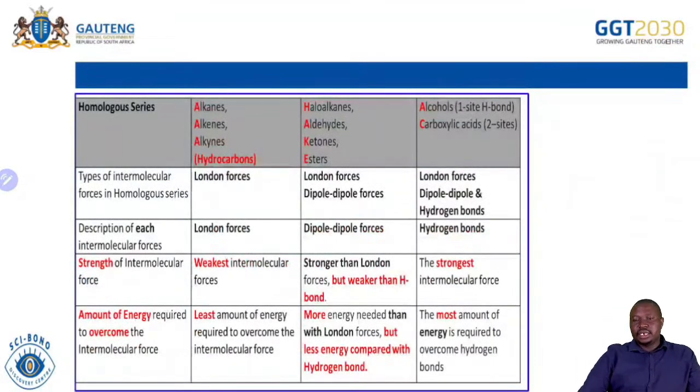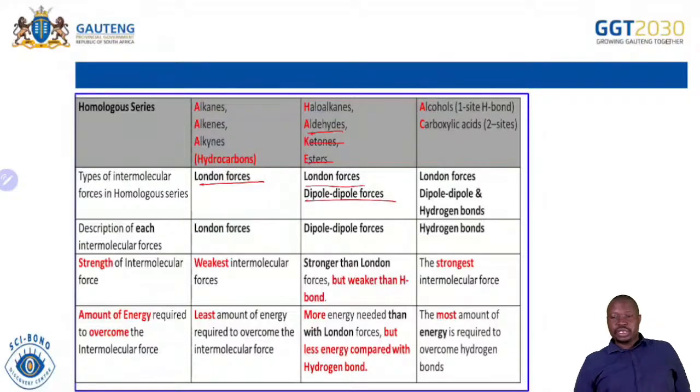Now I talked about this to say hydrocarbons have London forces. Then haloalkanes, aldehydes, ketones, and esters have London forces and dipole forces, so they are stronger because they have both. And you have your alcohols and carboxylic acids, which have London forces, dipole forces, and hydrogen bonds.